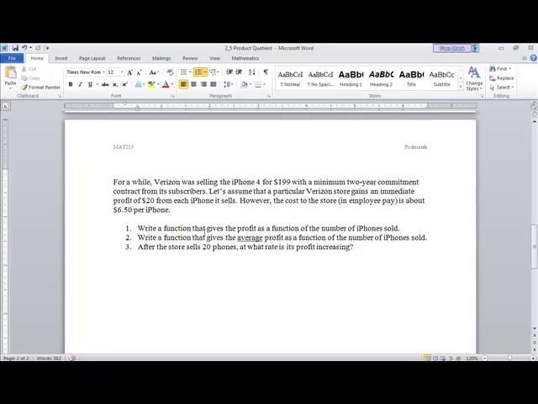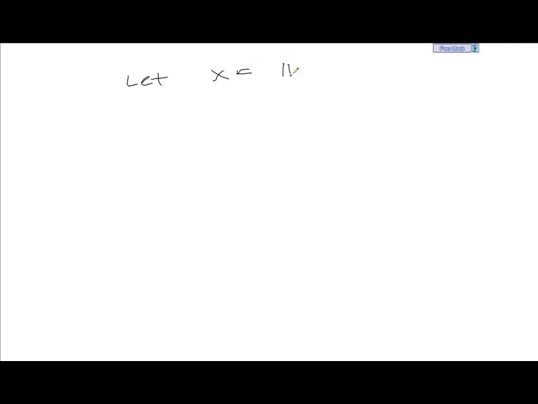So we can write a profit function. The first thing we want to do is write a profit function, a function that gives the profit as a function of the number of iPhones sold. I can draw myself a little example here if I need to. Let x equal number of iPhones sold. Then I know that my profit is going to be, I'm going to get $20 for every iPhone I sell, so 20 times x. But then I have to take away from that. It's going to end up costing me $650 per iPhone that I sell, because maybe it just takes that much effort to sell an iPhone.